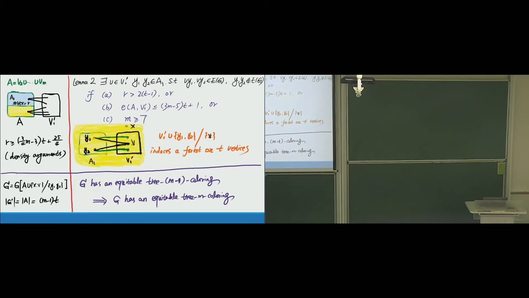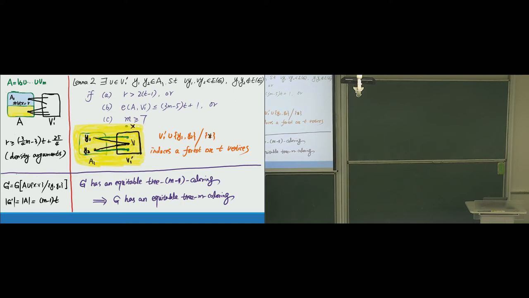So this fact is very useful, because we do this operation and we result in a new graph G prime. This G prime is where we move x and v inside and move out y1 and y2. So this graph has m minus one times t vertices, and so we can use some induction, because if we can prove that G prime has an equitable 3m minus 1 covering, we can see that G has an equitable 3m covering, because this is the last one color set, so we can prove this at least.